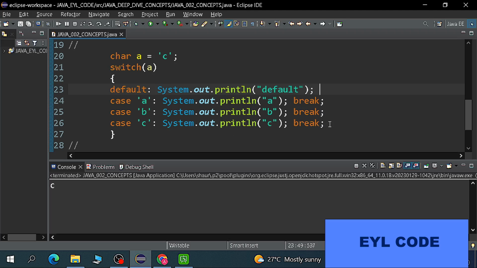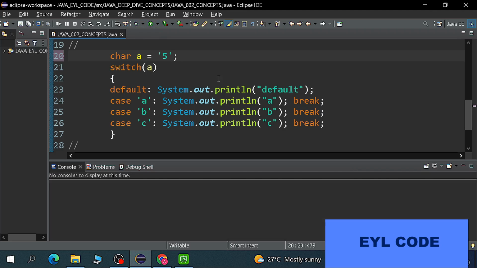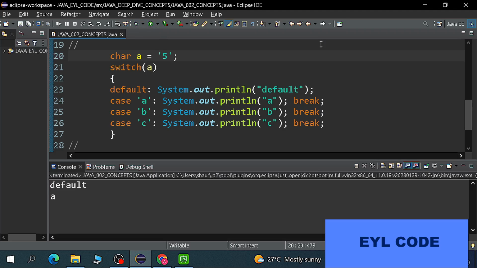But if we have something like 5, so what will happen now? There is no such case called 5, so it goes for default, and default is going to be printed. That's fine. But since there was no break in this line, it went to the next statement, and the next statement was A. So this is all about the switch and case revision.